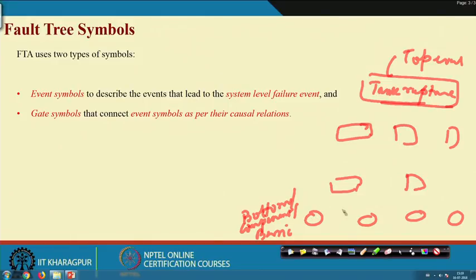These are the events, this is an event symbol, event symbol. Now, suppose I want to link this symbol with these two, you can create a gate here like this. So, this is an AND gate, we will see later on. Okay. So, this is a gate symbol, this is a gate. And now, it is obvious that if I want to see why this event has occurred, then definitely these two events are responsible and the relationship is depicted by this gate. We will discuss in detail.